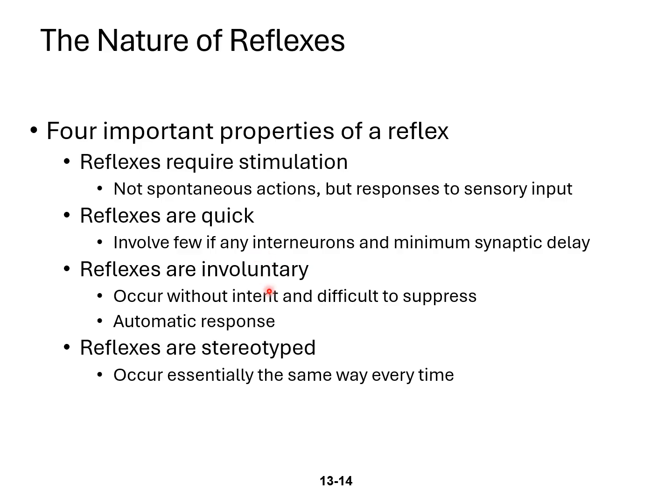You have no control over them. So you don't even know they're happening in most cases, and they're automatic. And they're stereotyped. This means they essentially occur the same way every time. Which means if you step on something sharp, your foot goes up. You touch a hot stove, your hand is going to be pulled away. That's what stereotyped means in this case.